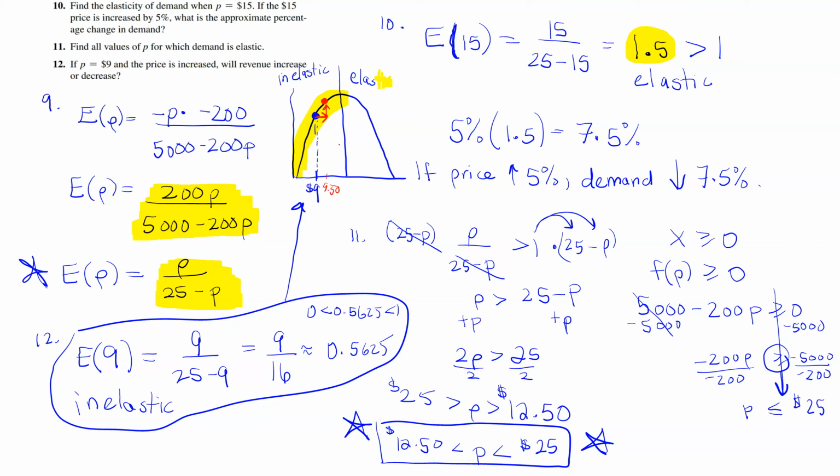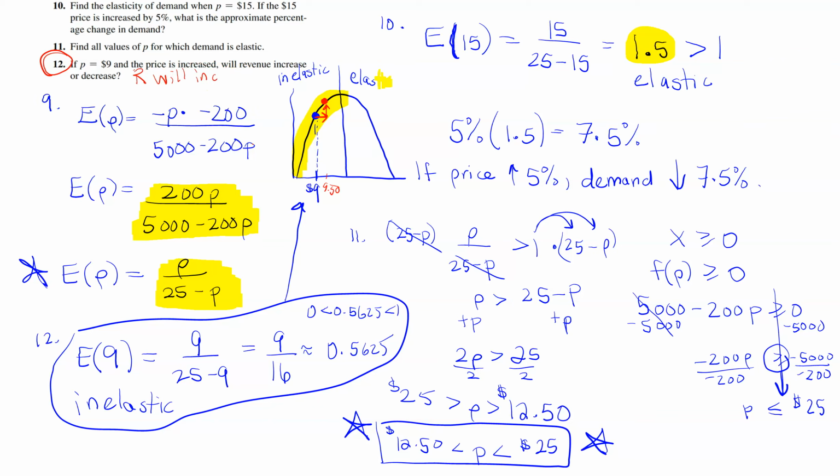So increasing my price will drop my demand just a little bit because it's inelastic. So I'll be selling a few less items, but at a higher price, my revenue is going to go up. So for 12, will the revenue increase or decrease? My revenue is going to increase in the inelastic situation. So revenue will increase.